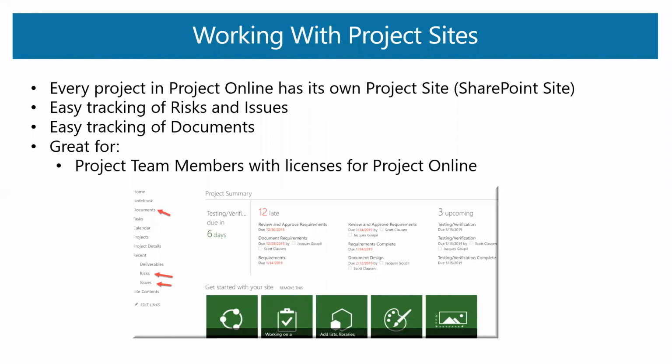When you have a project in Project Online, it will always have its very own dedicated project site, which is basically a SharePoint site. Some of the things that you can do on that SharePoint site out of the box: you can easily track project risks and issues. You can customize the information you track about your risks and issues. You can keep all of your documents in one central location, and we'll talk about the pros and cons of that.